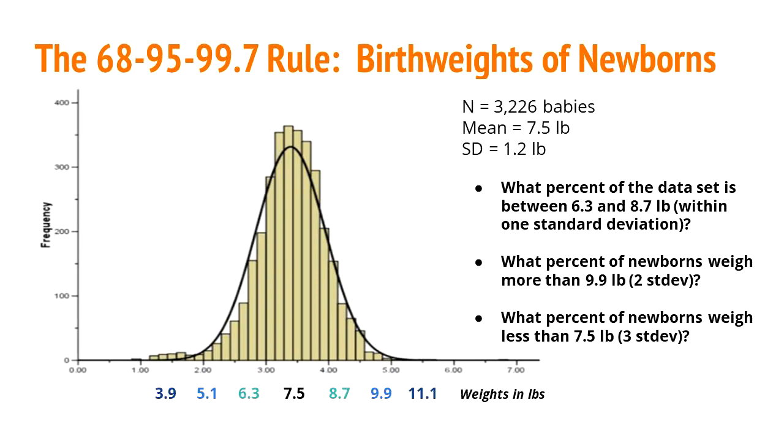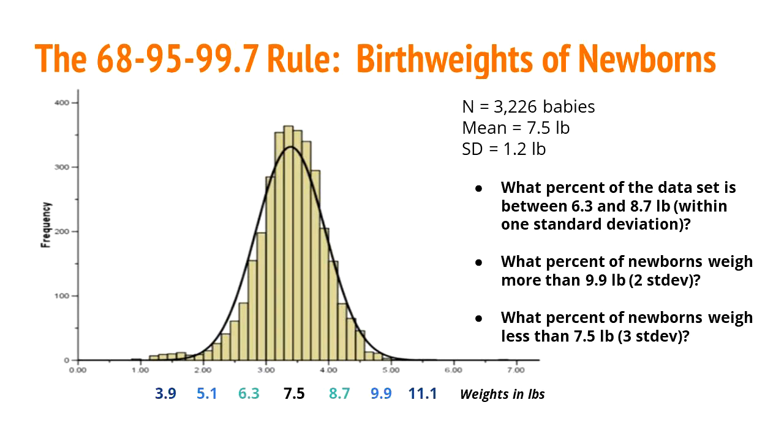Let's take that newborn birth weight graph and answer some questions about it. What percent of the data set is within 6.3 and 8.7 pounds? Well, what does 6.3 and 8.7 represent? 7.5 is my mean. So if I add 1.2 to it, I get 8.7. Subtracting 1.2, my standard deviation, gives me 6.3. So this is actually within 1 standard deviation. If I use my 68, 95, 99.7% rule, this should be 68%.